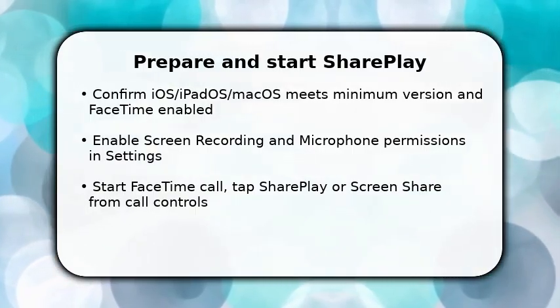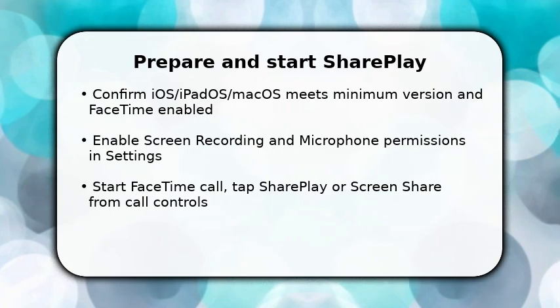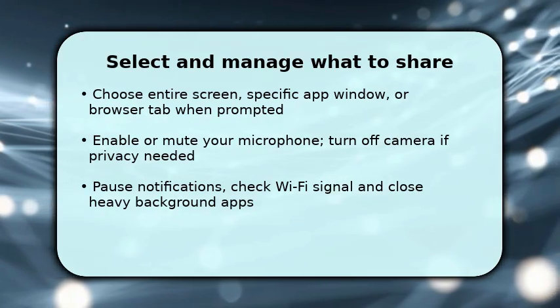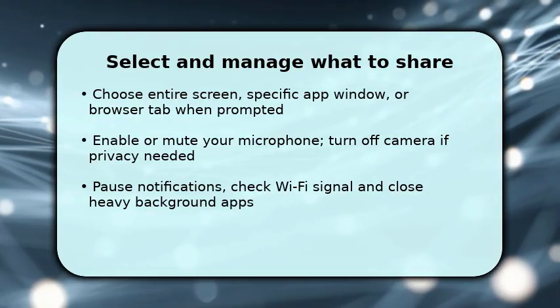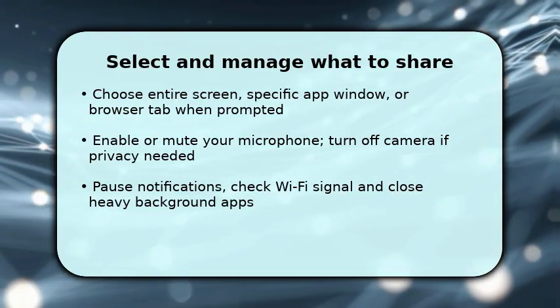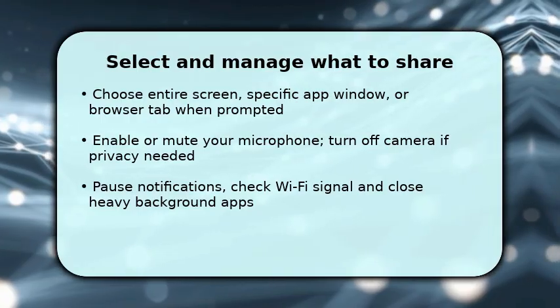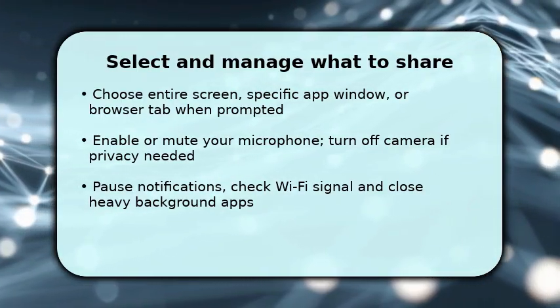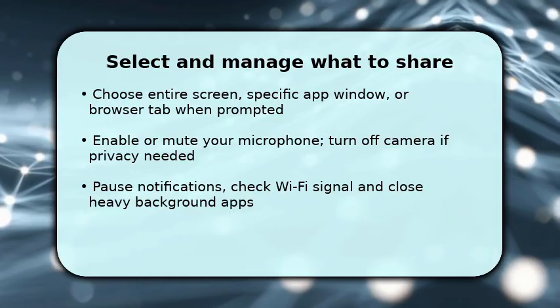Now make sure the app or window you want to share is open before moving on. Once you've started sharing, choose exactly what to show: your entire screen, a single app window, or a browser tab that prevents accidental exposure. You can mute your mic or disable your camera if you want commentary off. Do this from call controls so audio doesn't leak.